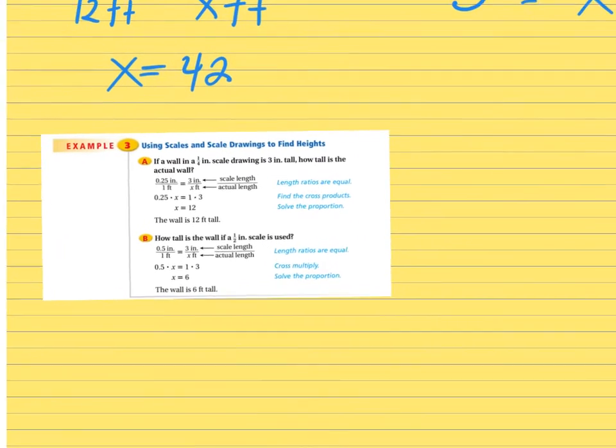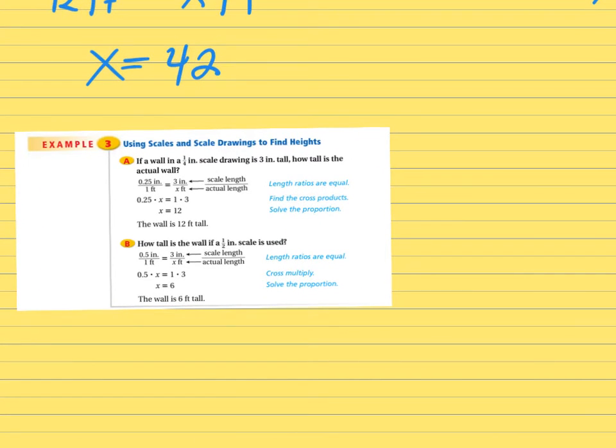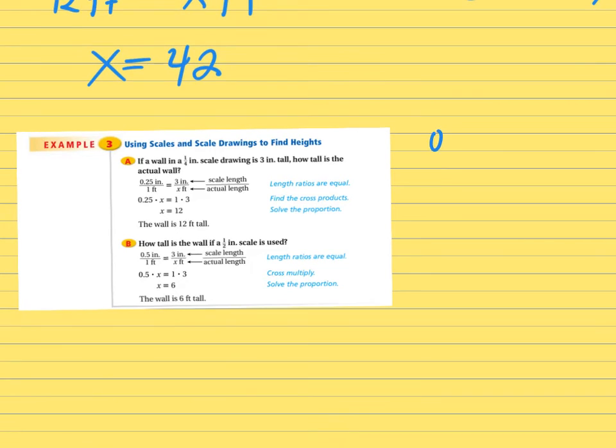We can continue with the third and last. It says, if a wall is 1/4 inch scale drawing and 3 inches tall, how tall is the actual wall? Okay, we have the scale. We need to find the actual size of the wall. So let's work on it. It says 0.25, because remember, 1/4, if you write it in your calculator, is equal to this, right? I remember I taught you how to use your calculator to find a decimal from a fraction.